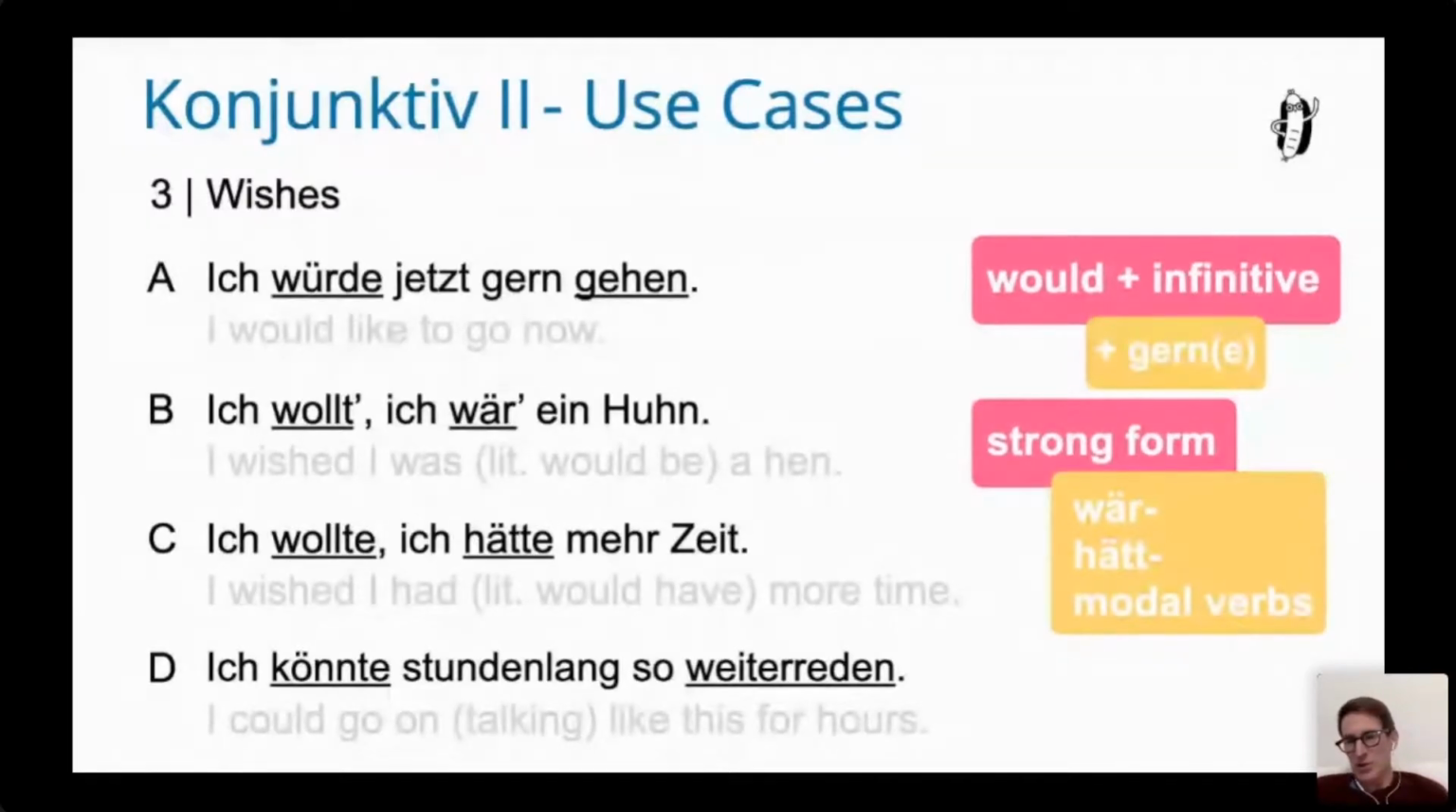And here you have könnte. So you see that also works for what we call the modal verbs. Modal verbs are 6 verbs that help you to express modalities. And that's a different topic, but I go into this in a minute.